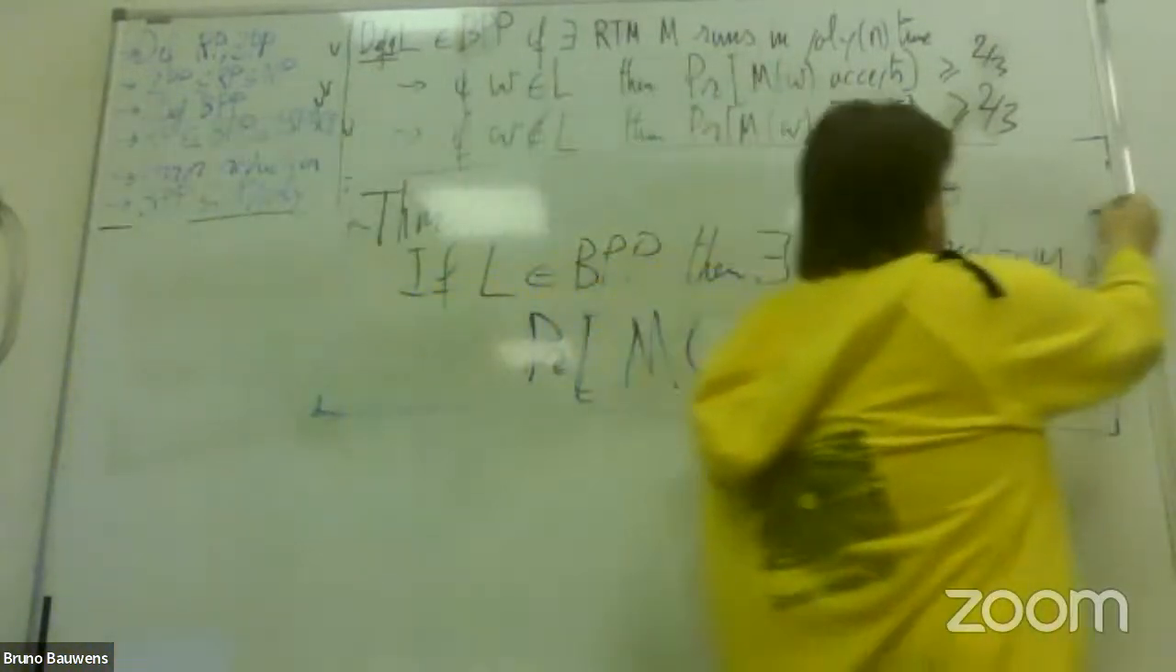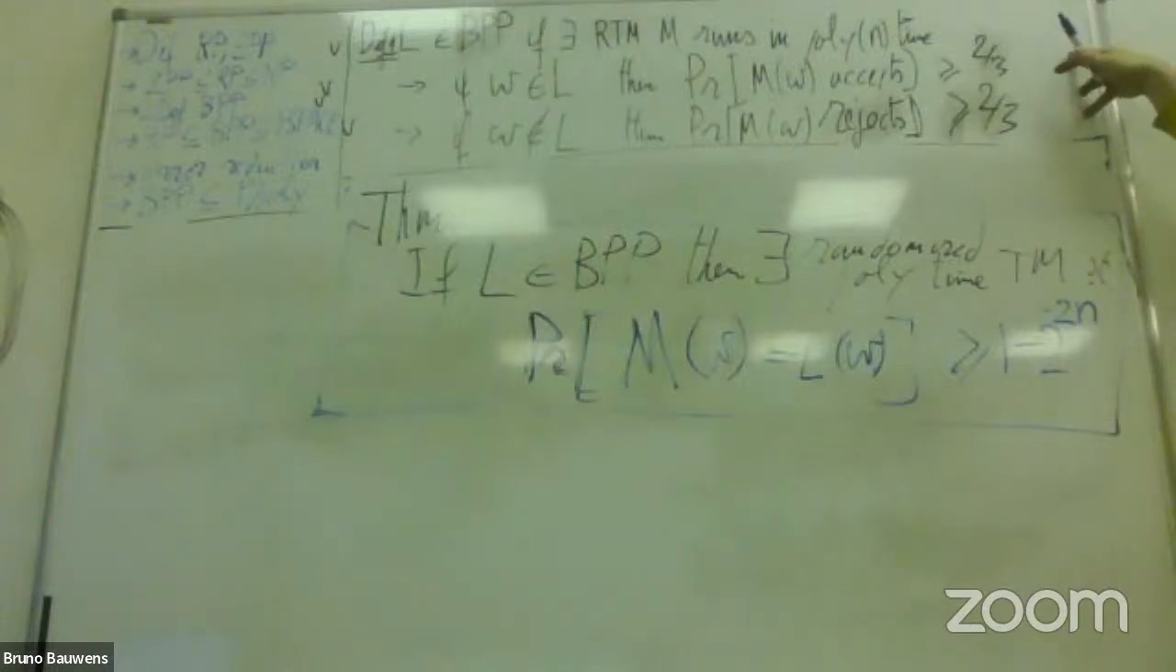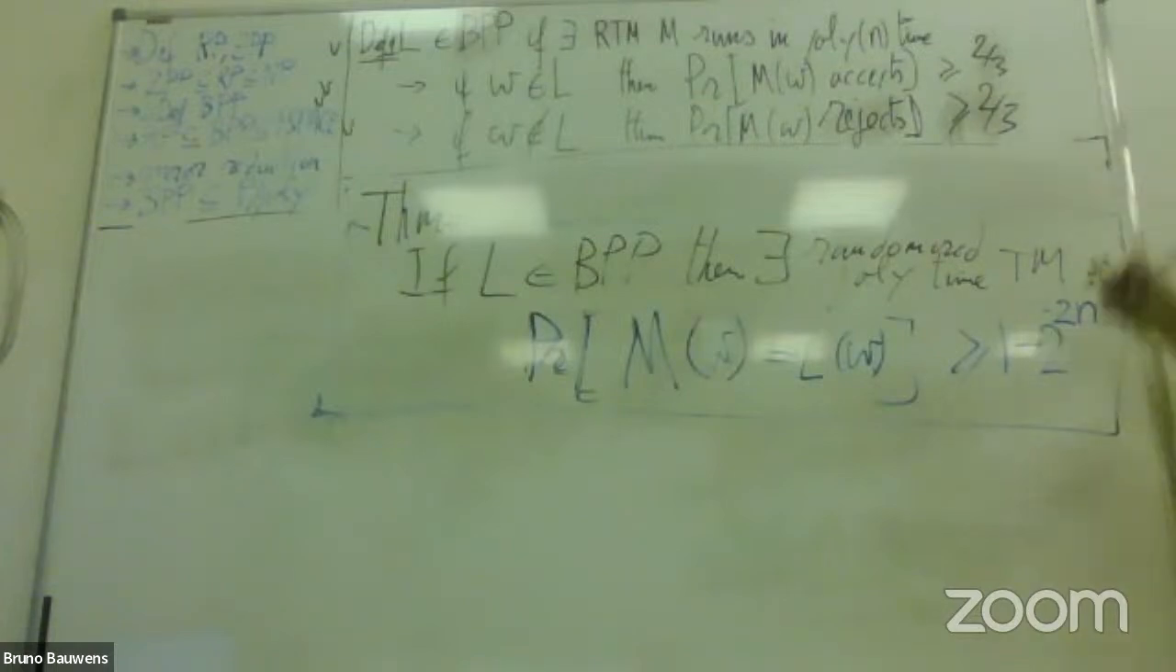So we start with a machine that answers correctly with probability 2/3, and we need to make a machine that is correct with exponentially high probability. Before, we just repeated the machine k times. Now we will have a machine that works like this: we repeat the same machine 100n times and take a majority vote. That's the answer.